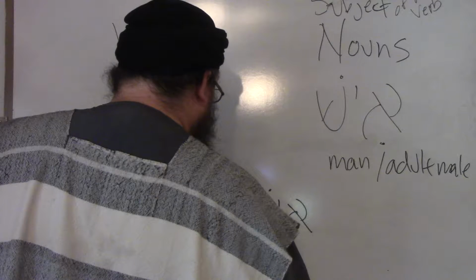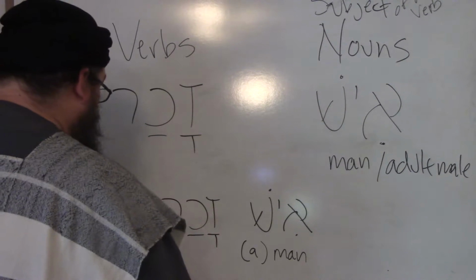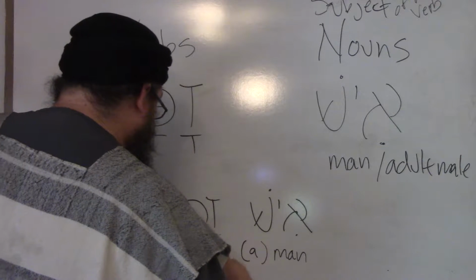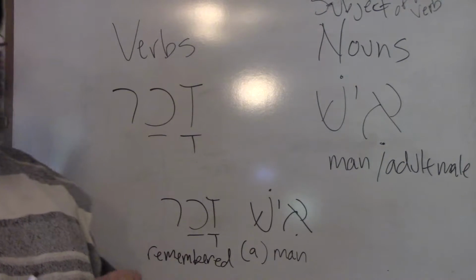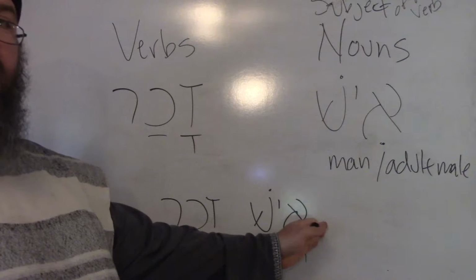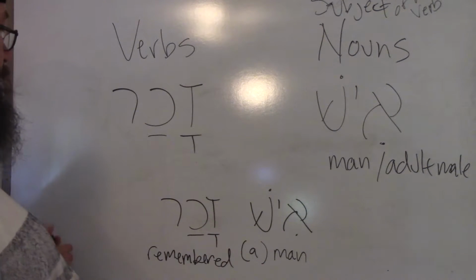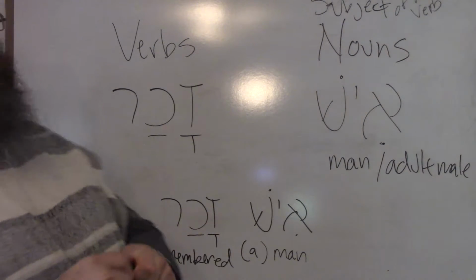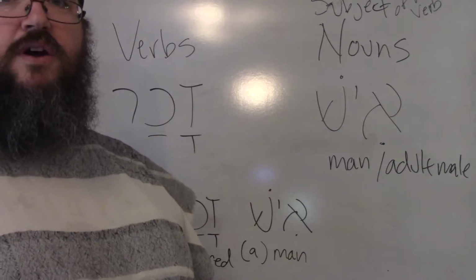Ish is literally a man. And zachar is the word remembered. Okay? So we're going to have to write the sentence in English differently than the way we read it, because we're reading from right to left, and we're having to put the information from left to right when you write in English.